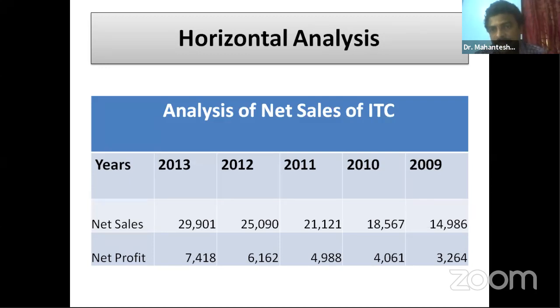2009 is right to left ಬರೋಣ. 2019 ಅಲ್ಲಿ these are rupees in crores. 14,986 were the net sales, were increased to 18,567.